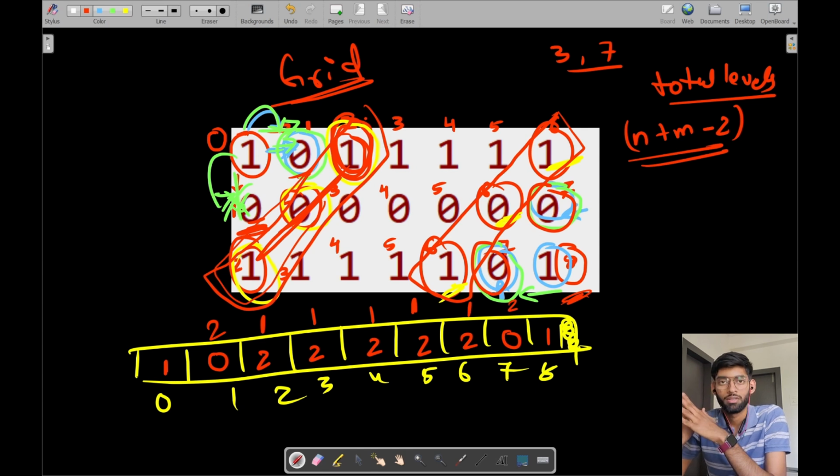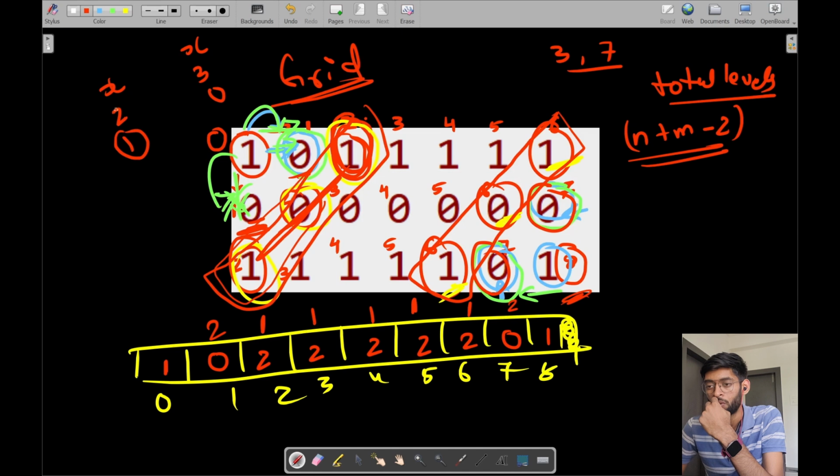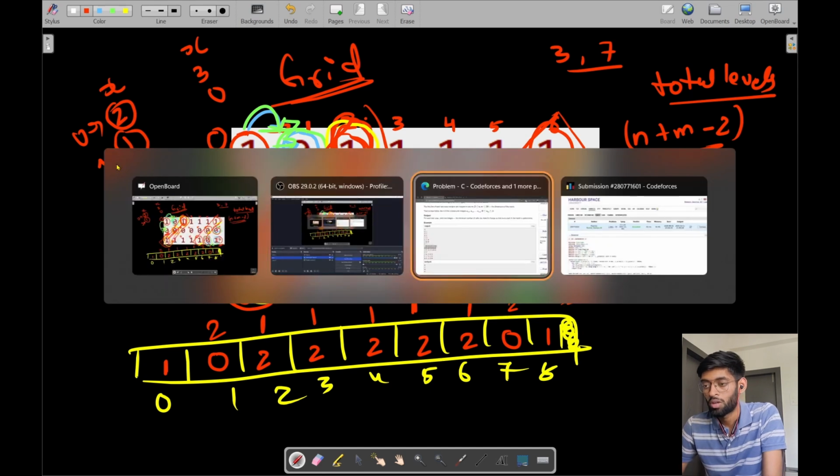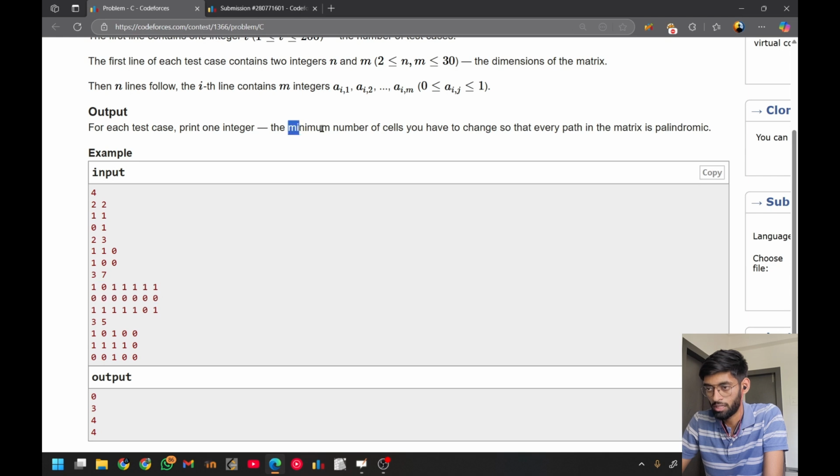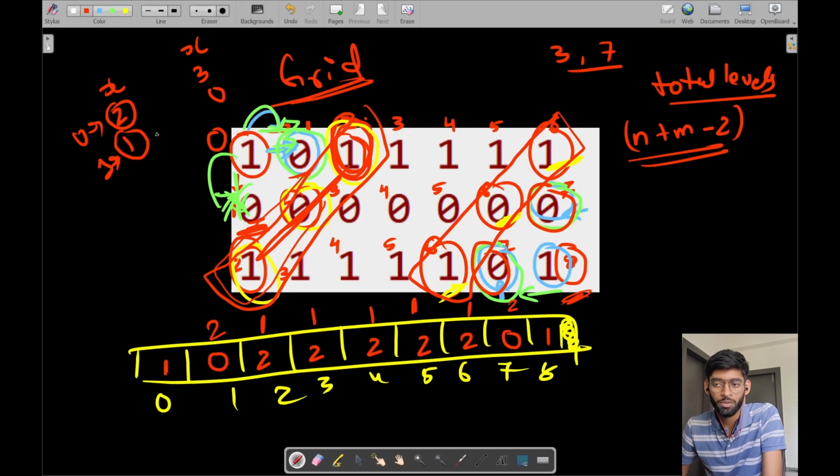So how to do it? How many changes do we have to make? For example, on level X, say on this side and level X from the end, 2 zeros are there and 1 one is there, and 3 zeros are there and 0 ones are there. Then what should be done in this case? Should I convert this 1 to 0, or should I convert these 2 zeros to 1? Okay, these are zeros and these are ones. We are supposed to answer the minimum number of cells. So what is the minimum number of cells? I should be converting this 1 to 0. So I will require just one operation.